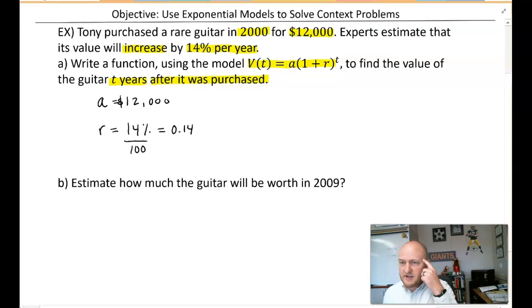The quickest way for me to think about this is in change. Like 100% is $1, so 14% is just 14 cents. So 0.14. That's kind of how my mind interprets this.